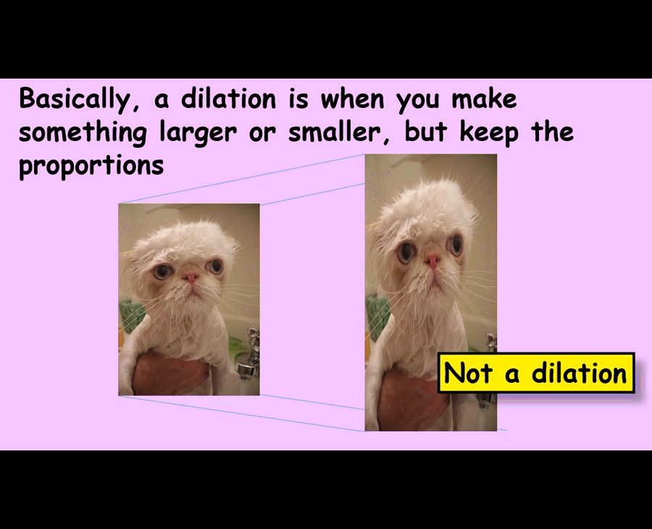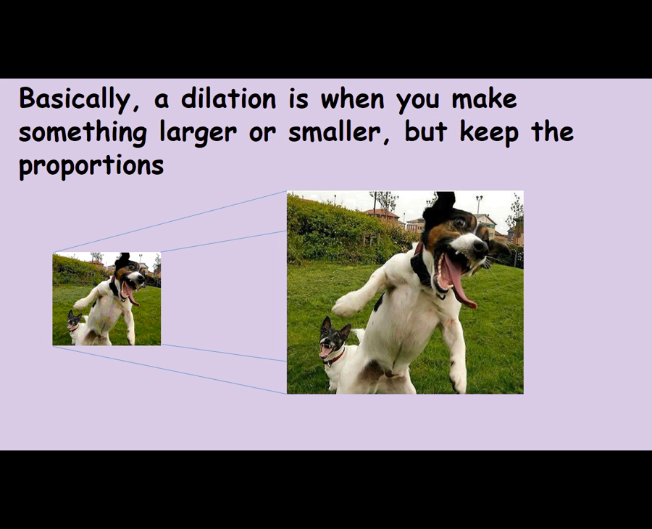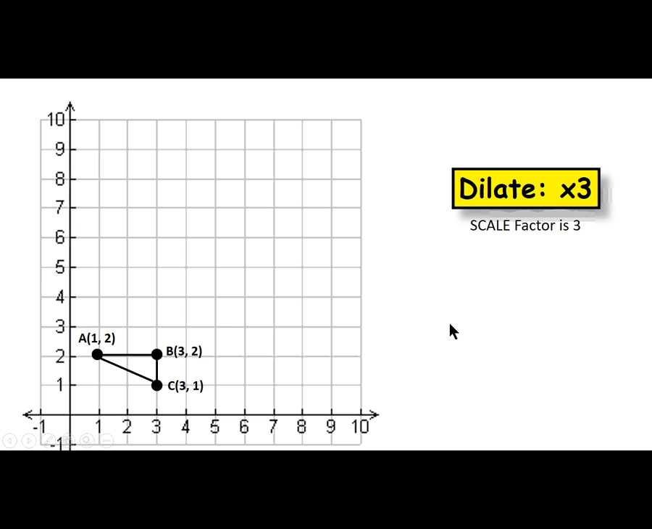In other words, if it gets twice as tall, it would also have to get twice as wide. So this picture is an example of a dilation. We took the original picture, we doubled both the height and the length of the shape. Before we get to doing this in a graph, we're going to talk about doing this by hand.